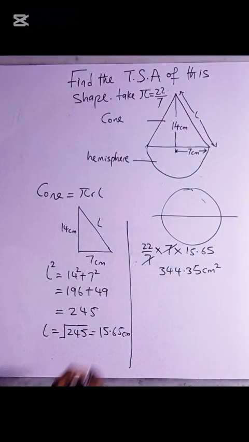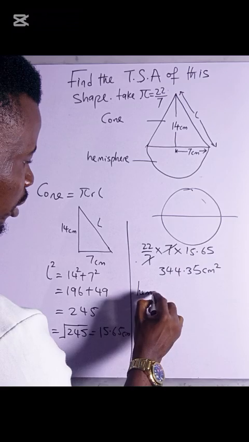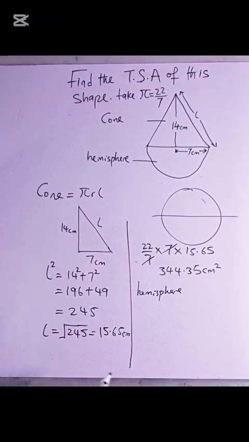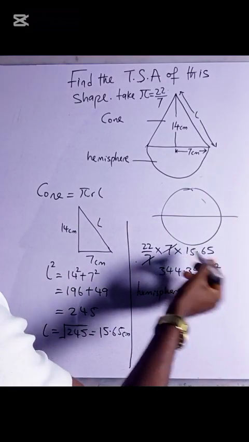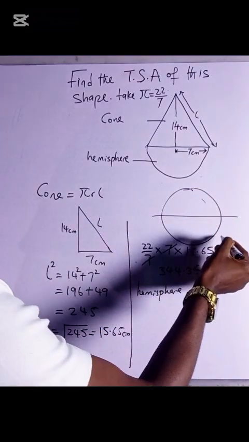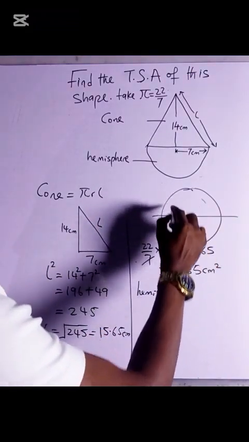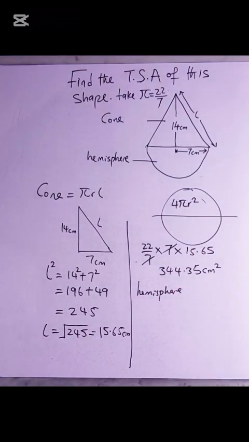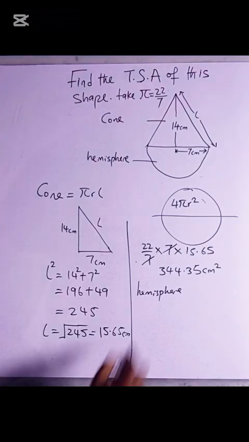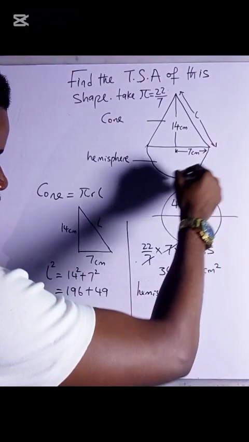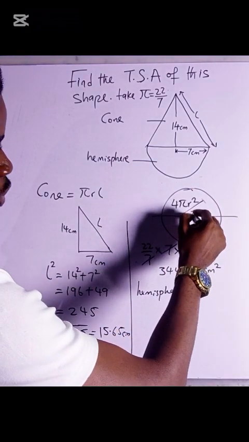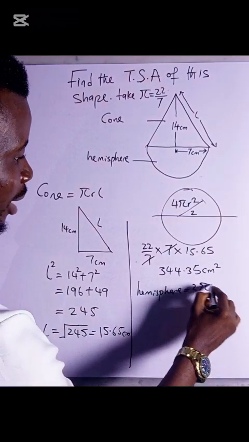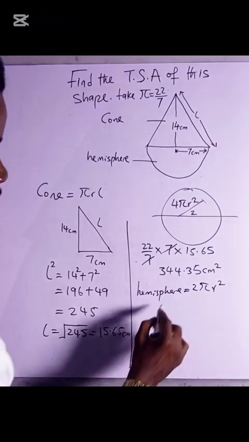The cone. Now what else for the hemisphere? Now what's the formula for the curved surface area of the hemisphere? Now it's gotten from the curved surface area of a sphere. The curved surface area of a sphere is 4 pi r square. Now we have a hemisphere. What does it mean? We're going to divide the curved surface area of a sphere by 2. So the curved surface area of a hemisphere is what? 2 pi r squared.